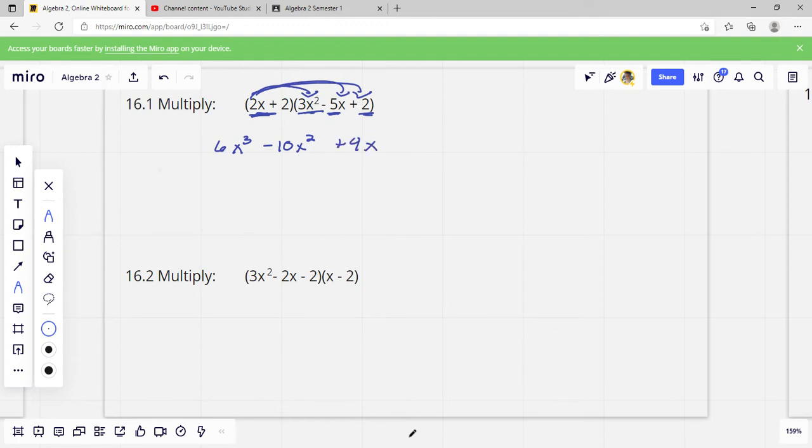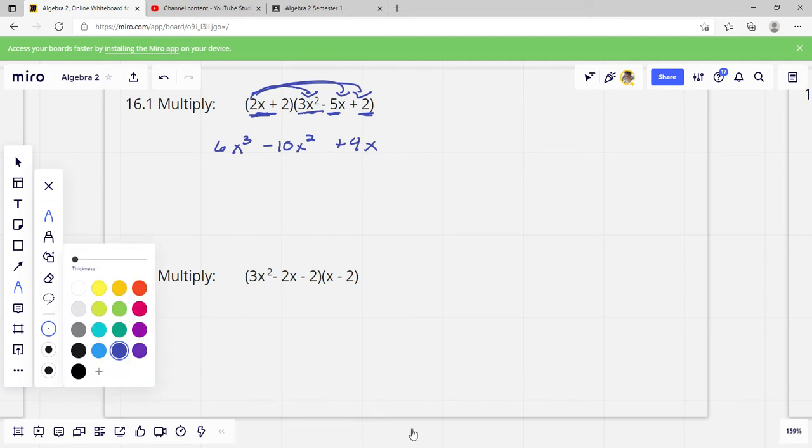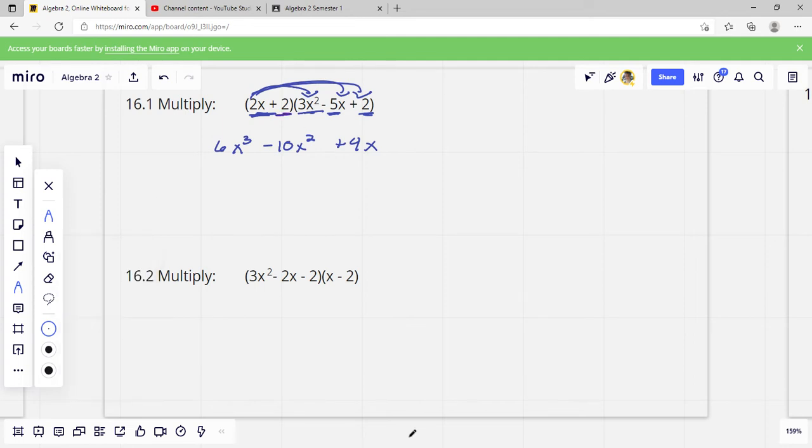Okay, now I have to do the whole thing with my other term, which is just 2. So I need 2 times 3x squared, which would be 6x squared. And I'm going to put this with my x squared term right under there so that I can put like terms together for my last step. All right, 2 times negative 5 would be negative 10x. And then 2 times 2 is 4.